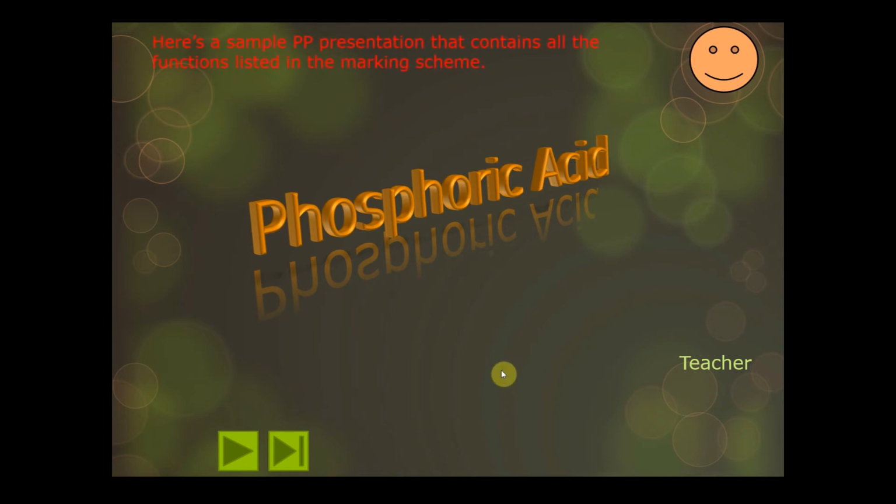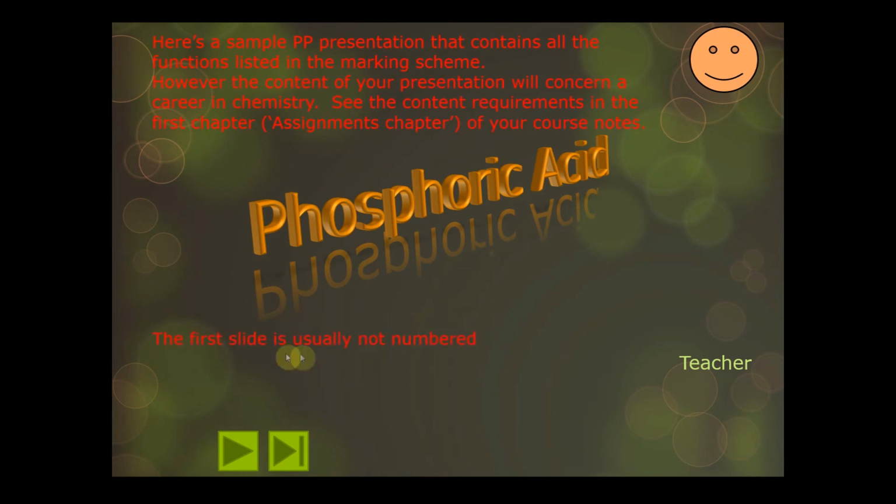So here's a PowerPoint presentation that contains all of the functions that are listed in the marking scheme. The topic is not the same. This is a chemical industry. You'll be doing a career choice. The first slide is not usually numbered. Typically, you don't see a slide number here. The first slide usually has just the next and end buttons on it.